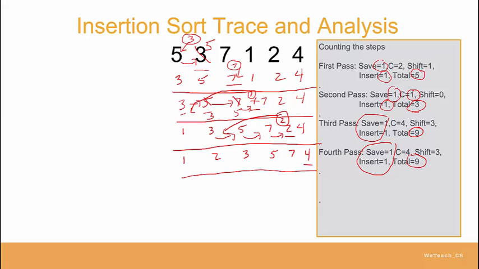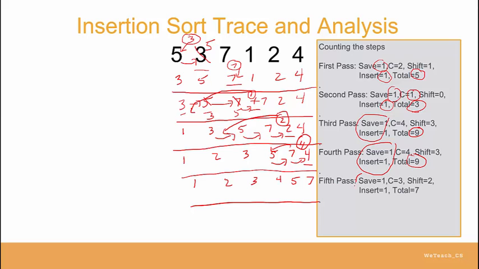Now let's find the best place for the 4. We save a copy of the 4. 7 shifts over, 5 shifts over, 3 does not. So that's the best place for the 4. So we end up with 1, 2, 3, 4, 5, and 7. And that's the final sorted list. So we had the initial save and the final insert costing 1 step each. 3 comparisons, 2 shifts for a total cost of 7.